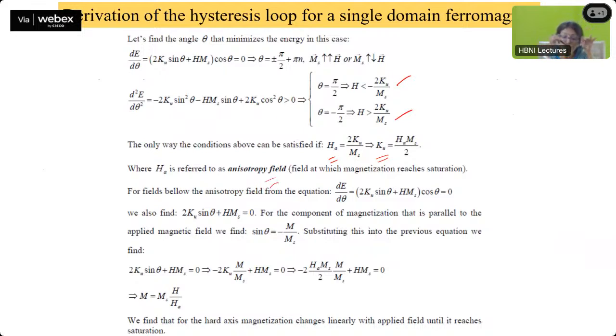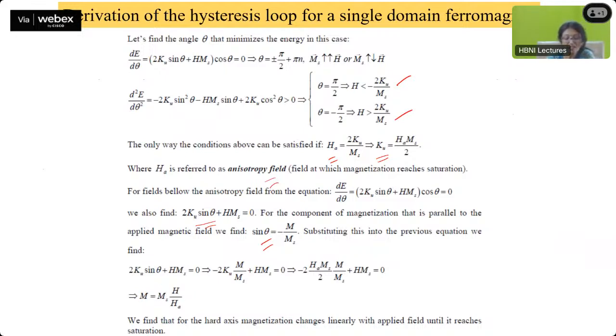So for fields below this anisotropy field, from the equation d by d theta equal to 0, you also find that 2 Ku sine theta plus HMs is 0. So for the component of magnetization which is parallel to the applied magnetic field, we'll find the sine theta value is nothing but minus M by Ms. Substitute this into the previous equation, and the magnetization value is nothing but Ms H by HA.